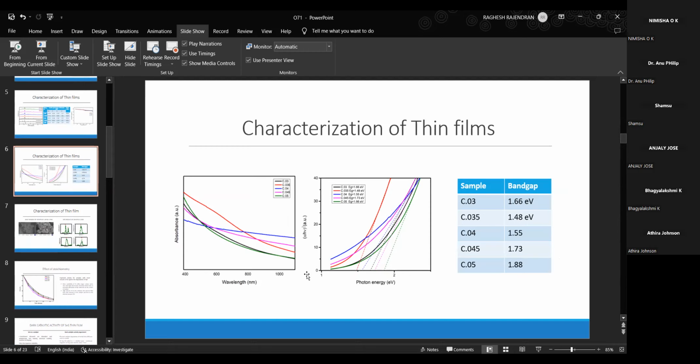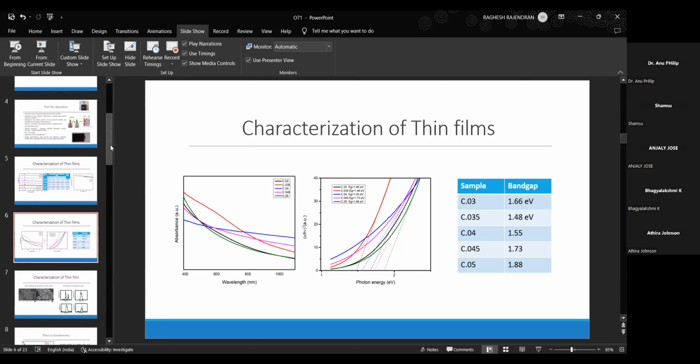Ma'am, I have some doubt. Yeah, please. Ma'am, what is the degradation efficiency of this film? The film was able to degrade the dye 98% within 75 minutes.